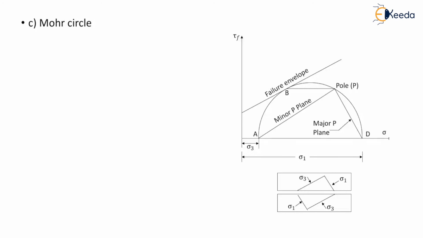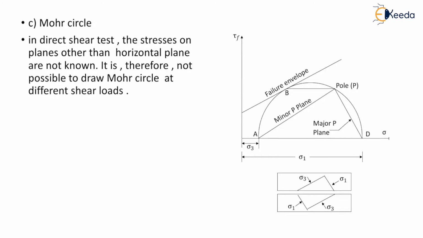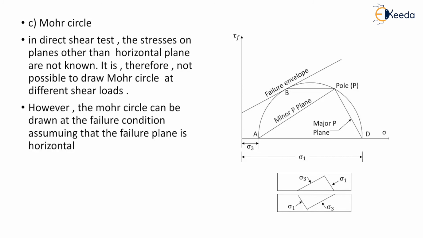The direct shear test can also be interpreted in terms of Mohr circle. In direct shear test, the stresses on planes other than horizontal plane are not known. It is therefore not possible to draw Mohr circle at different shear loads. However, the Mohr circle can be drawn at the failure condition, assuming that the failure plane is horizontal. So, hence, in case of direct shear test, Mohr circle can be drawn only at the failure condition.